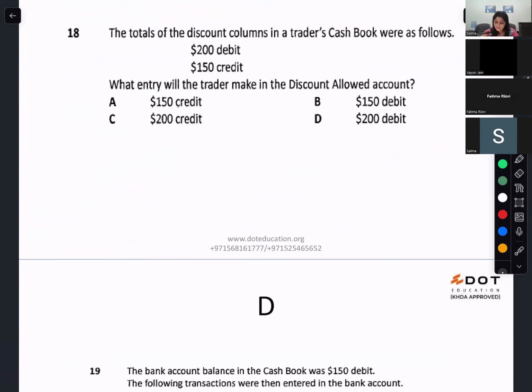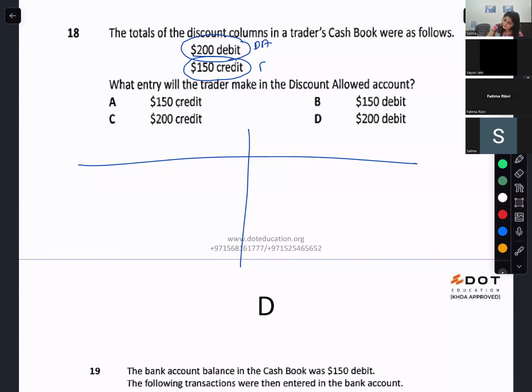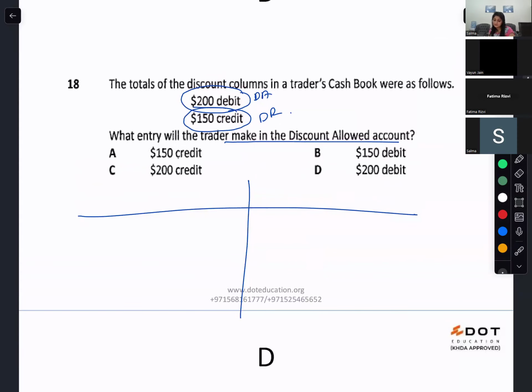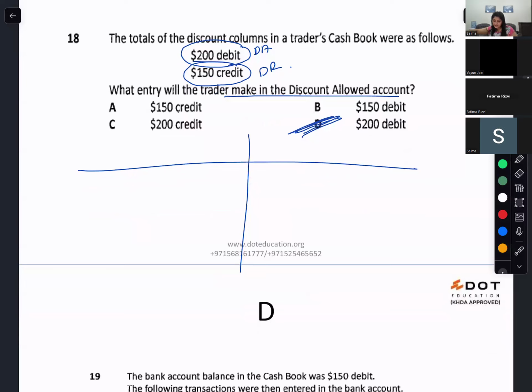The totals of discount columns in a cash book were as follows: $200 debited and 150 credited. What is this entry? What is this meaning, miss? A discount allowed account. Discount allowed will be debit, and discount received will be credit. What entry will the trader make in the discount allowed account? It'll be 200 debited. It is taken from the cash book and posted to the debit side of the discount account, whatever discount it is.